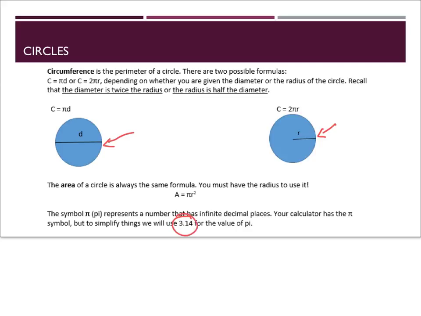If we're told the radius, the formula for the circumference changes to 2 times pi times r. The important part being that we have 2 times r to make up for the diameter. Twice the radius is the diameter, then we multiply that times pi. The area of the circle, no matter what information we're told, is pi times r squared. We have to have the radius to find the area.